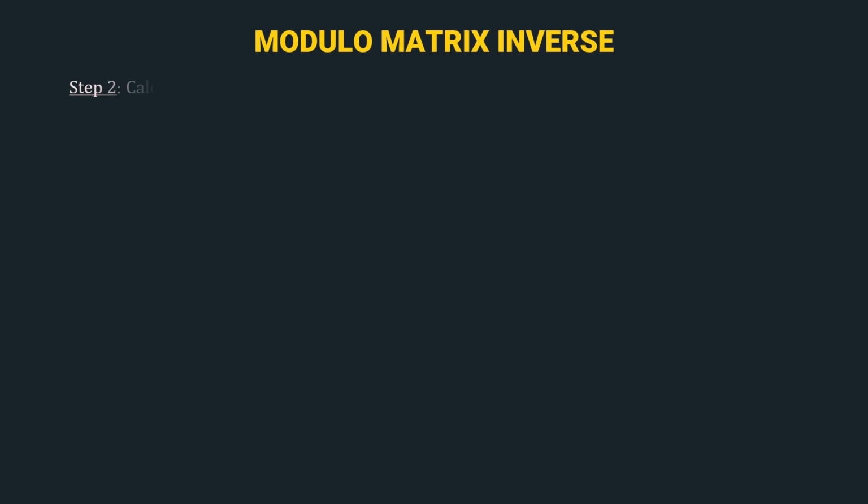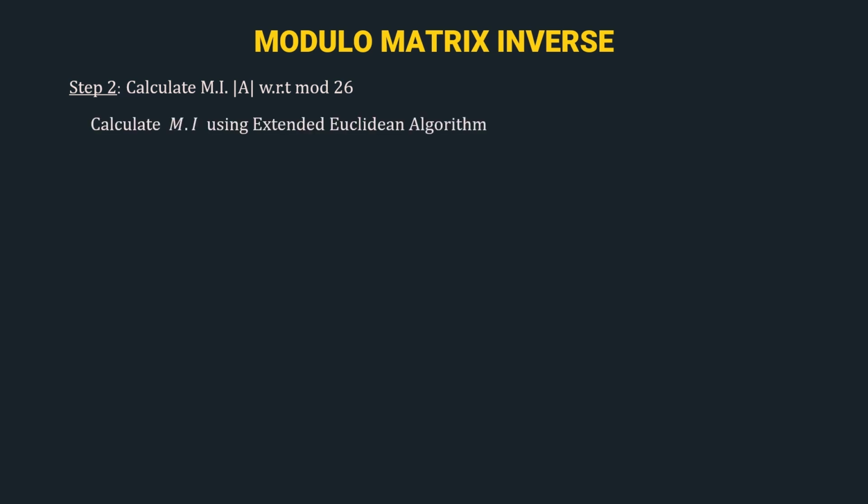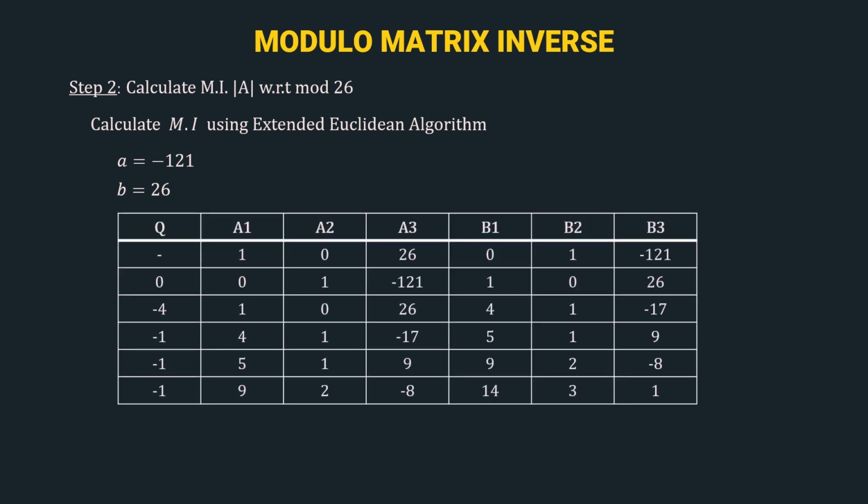Let's go to step number 2, which is calculating the multiplicative inverse of the determinant of A with respect to mod 26. Here, we will be calculating the multiplicative inverse using the extended Euclidean algorithm. If you don't know how to calculate the multiplicative inverse using the extended Euclidean algorithm, I would highly recommend you check out our multiplicative inverse video, link in the I button. Coming back to the topic, here we have A as minus 121, which represents the determinant of matrix A, and B is 26. Using the extended Euclidean algorithm, we have the following table. As we can see, since B3 is 1, the multiplicative inverse exists, which is the current B2, that is 3. So the multiplicative inverse of the determinant of A with respect to mod 26 is 3.